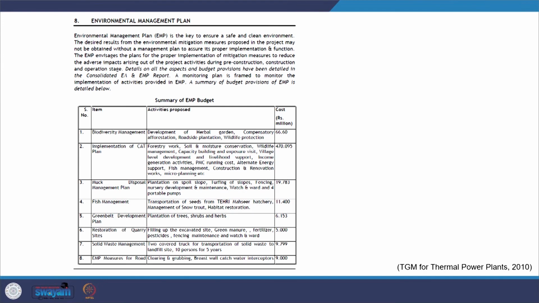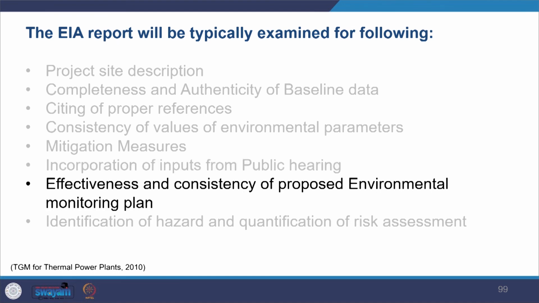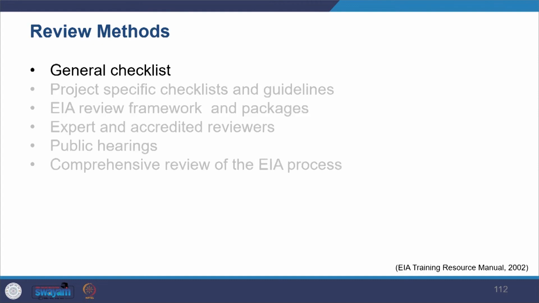And then you can see here the summary of the EMP budget, also provided as per the requirements, and how the input from the public hearing has been incorporated, and then the effectiveness and consistency of the proposed environmental monitoring plan, and then how hazard and quantification of risk is done. So while reviewing, you can use the general checklist method.